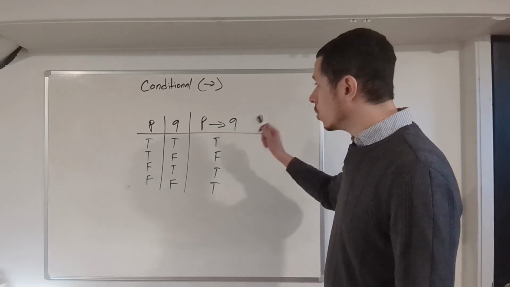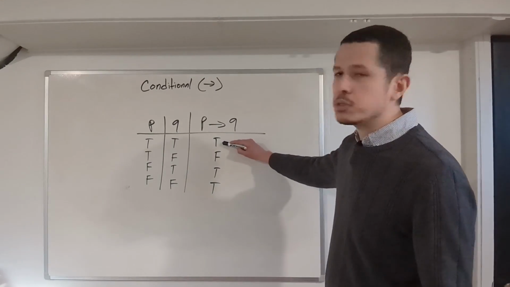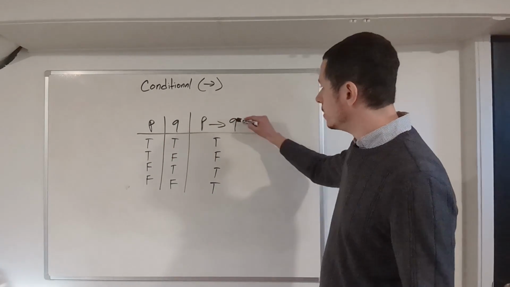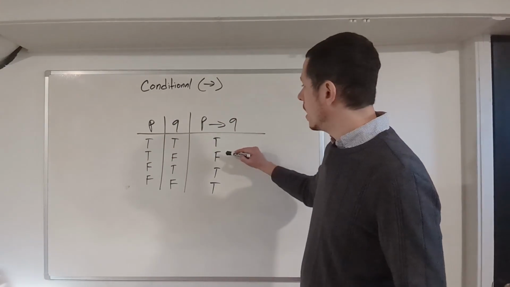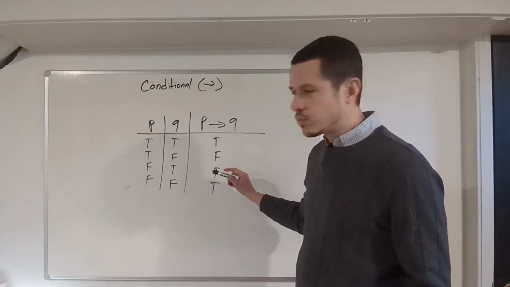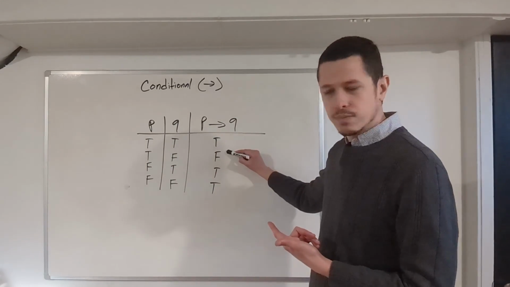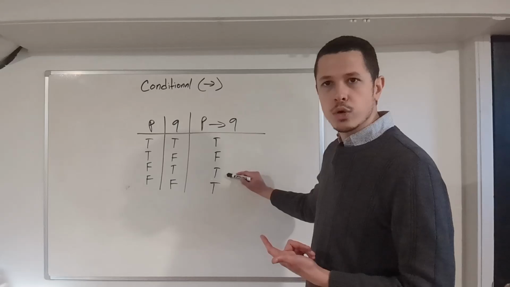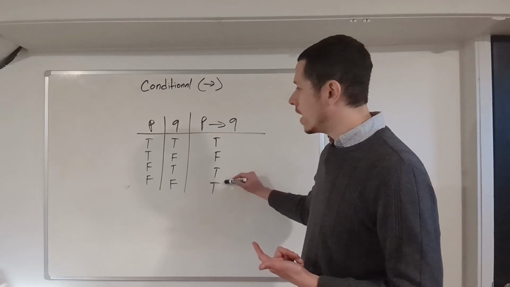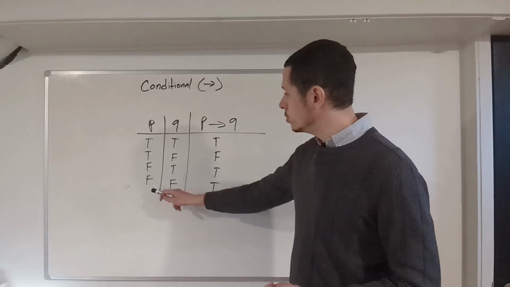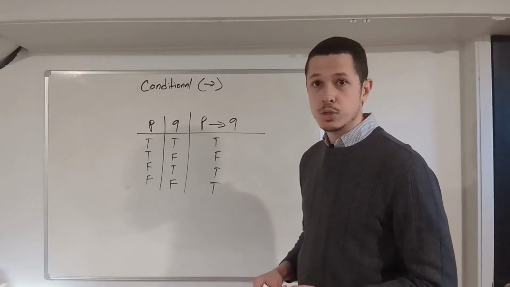Okay, this might look weird at first. The first row seems fine, right? If P is true and Q is true, then P implies Q should be true. And the second one seems fine too: if P is true and Q is false, then it seems like something went wrong. These two rows are the ones that sometimes trip people up. Why on earth would it be the case that if P is false and Q is true, then that comes out to be true, and if P is false and Q is false, then that comes out to be true?